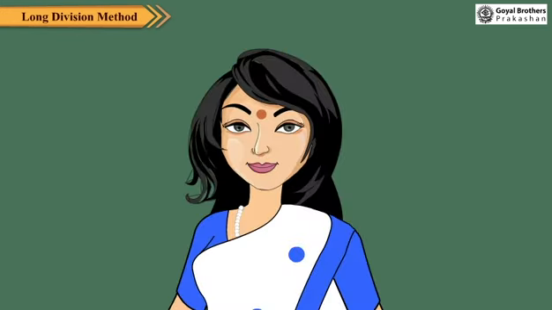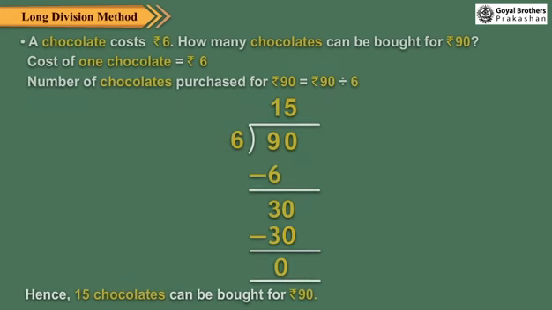Children, in our daily life we come across problems where we use the concept of division. Now let us take some examples of such types of problems. A chocolate costs 6 rupees. How many chocolates can be bought for 90 rupees?